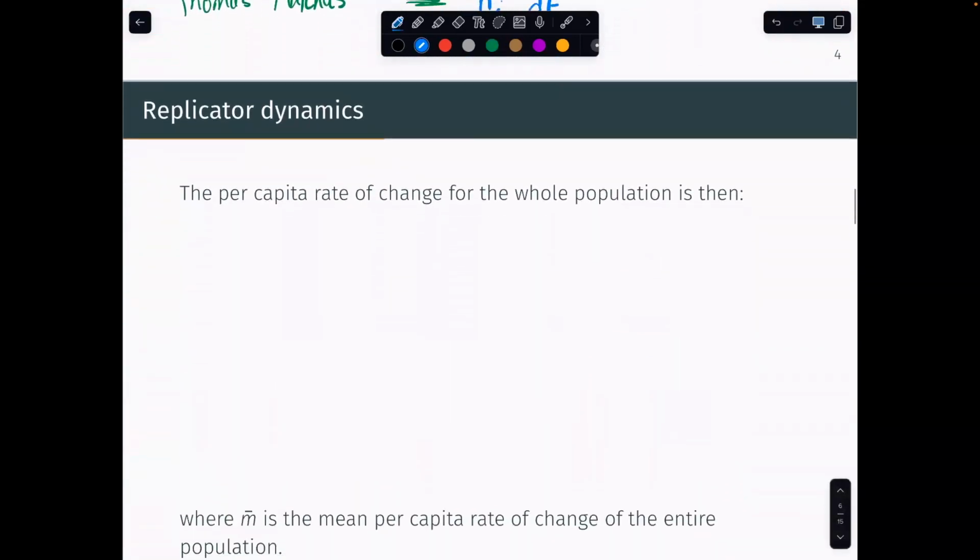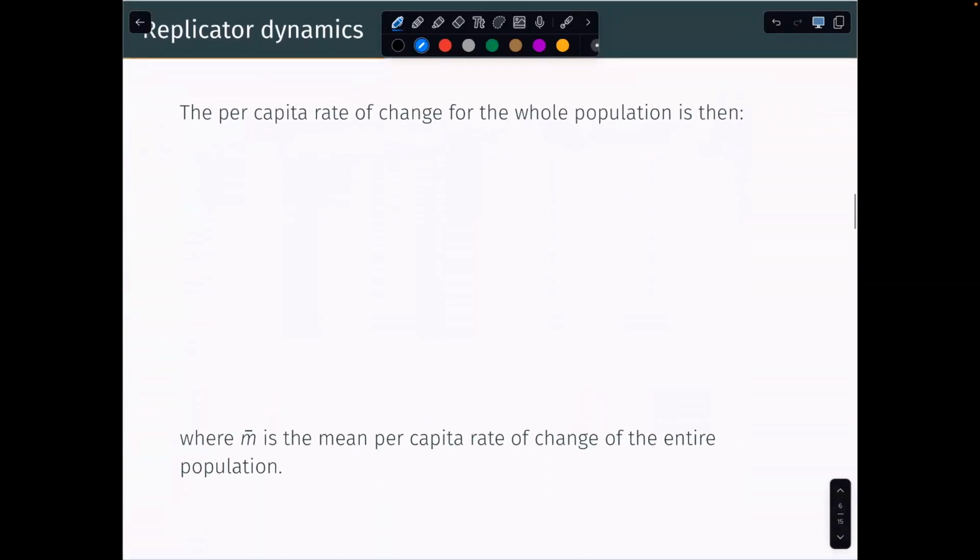We want to work out what the frequency dynamics are. First, let's work out what the per capita rate of change is for the whole population. Well, the per capita rate of change for the whole population is just going to be 1 over N, capital N, dN/dt. This is saying, essentially, on average, what is each individual in this population contributing to the next, I'm going to tentatively say generation, but the next. This is the instantaneous rate of change of the population.